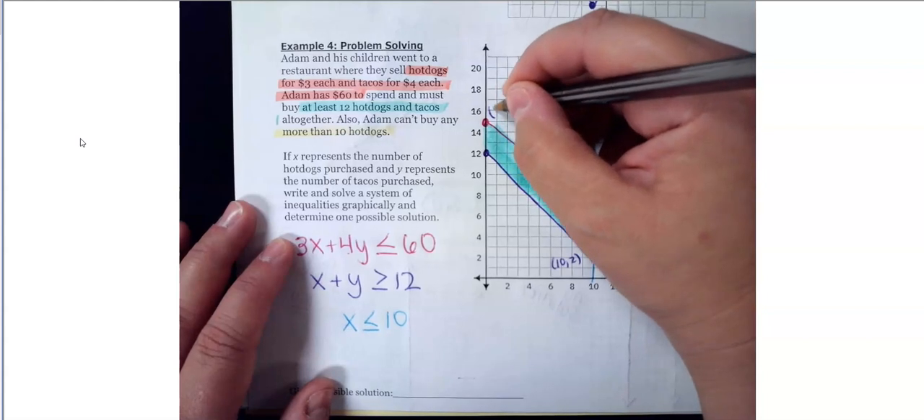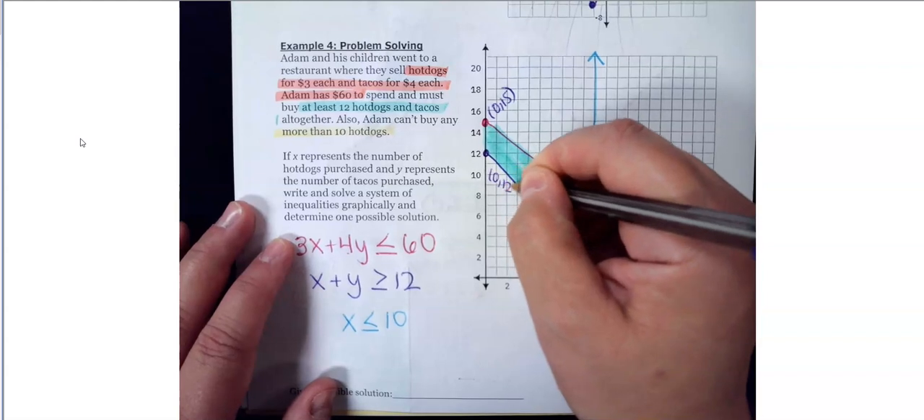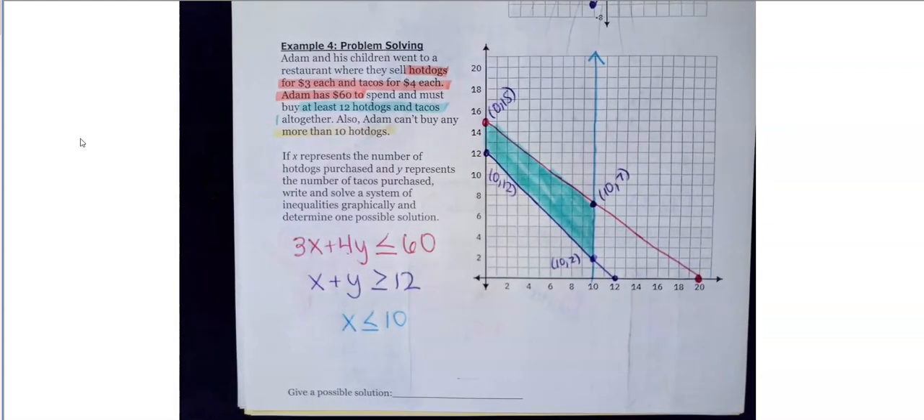So I had 0, 15. I had 0, 12. Any of those would be possible solutions there because all our inequalities were either less than or equal to or greater than or equal to. So all those intersection points, and then any point in the shaded region would also be a possible solution. So you could pick any point in there, and that would represent what's going on in this inequality.